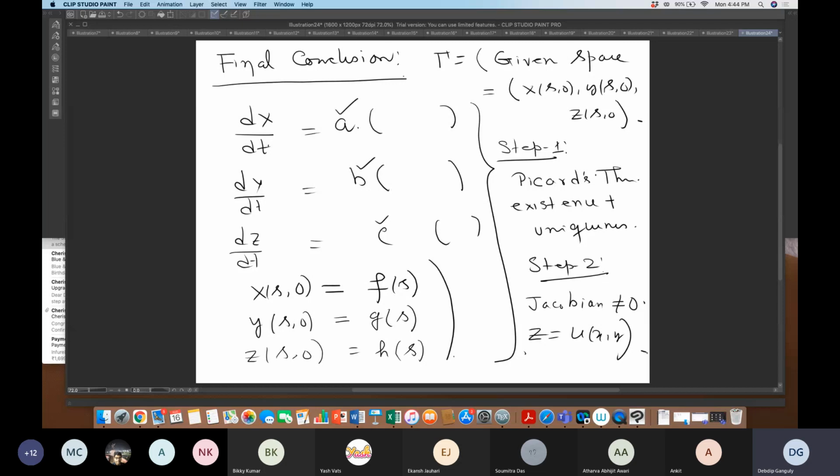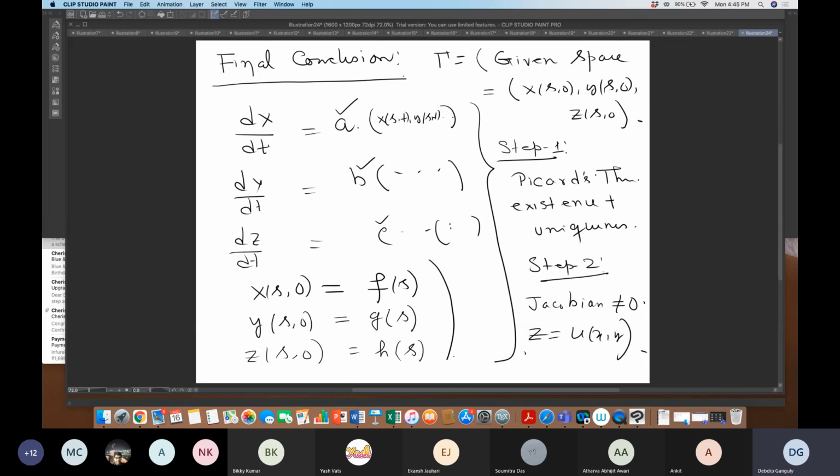Now is it clear or not? You tell me. Now, if you don't want to do it in a geometric way, at least this is the final conclusion we have. dx/dt equals A, dy/dt equals B, dz/dt equals C. These are not constant; of course A, B, C are functions of x(s,t), y(s,t). This is a system of ODE. If a given curve gamma is (x0, y0, z0), Picard's theorem gives you existence and uniqueness of this ODE, provided A, B, C are C1 functions.